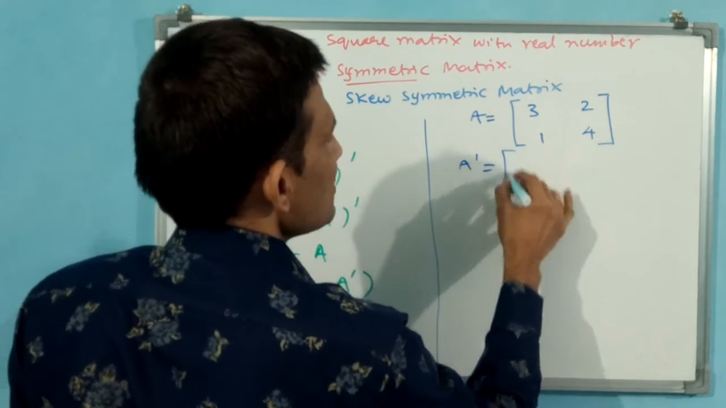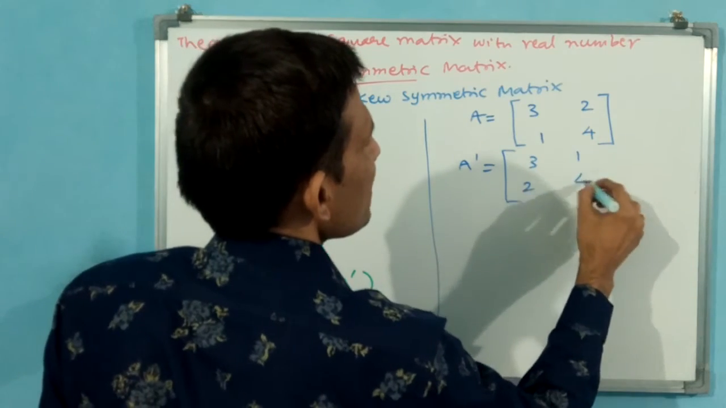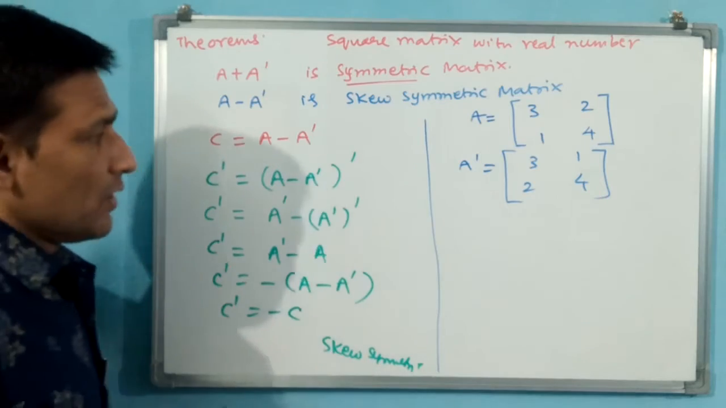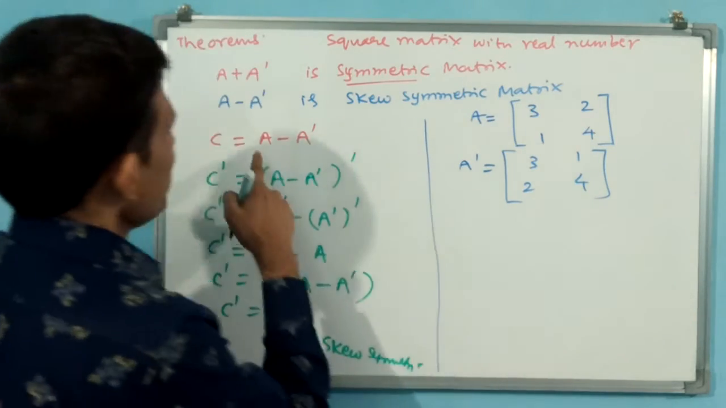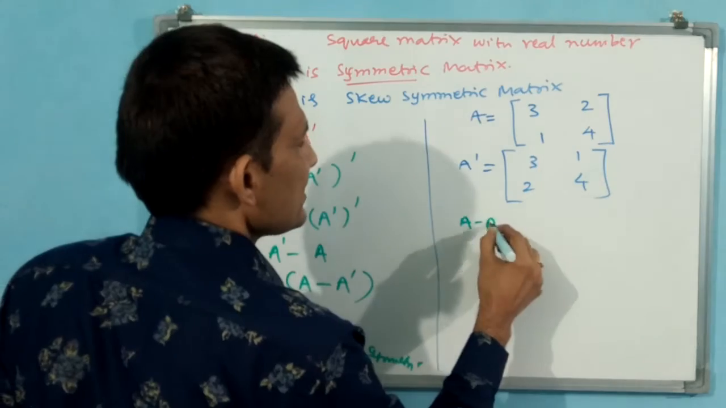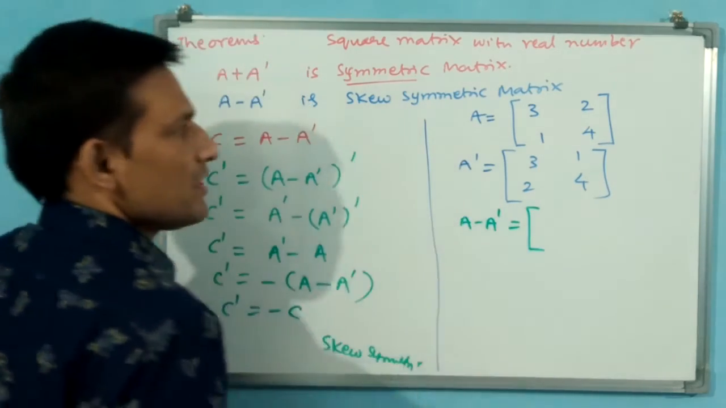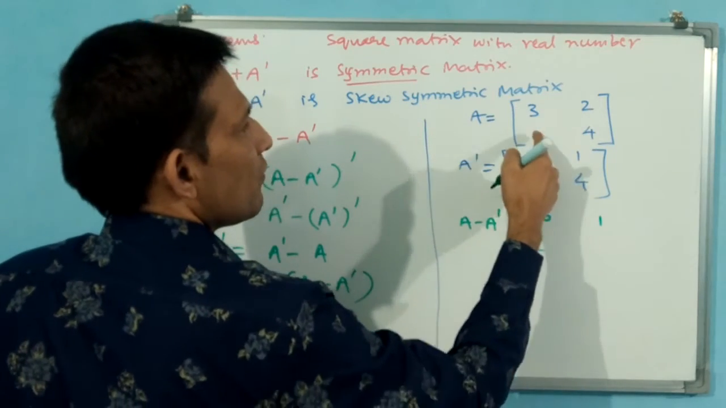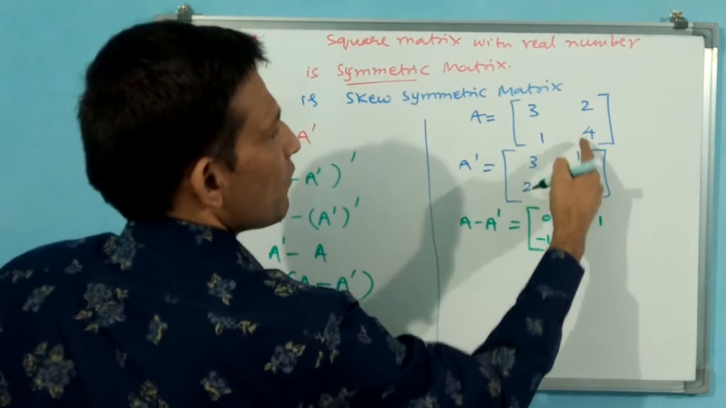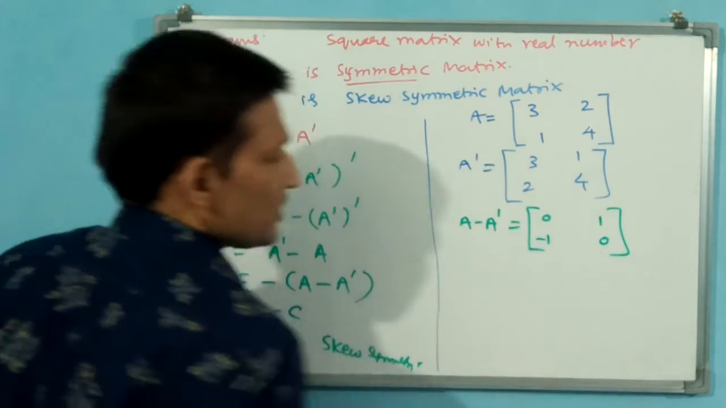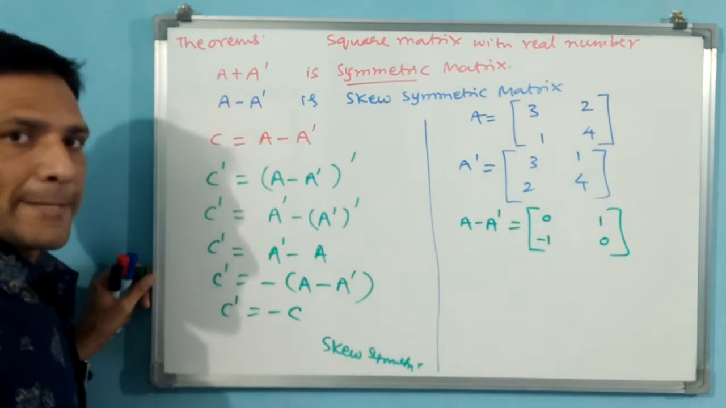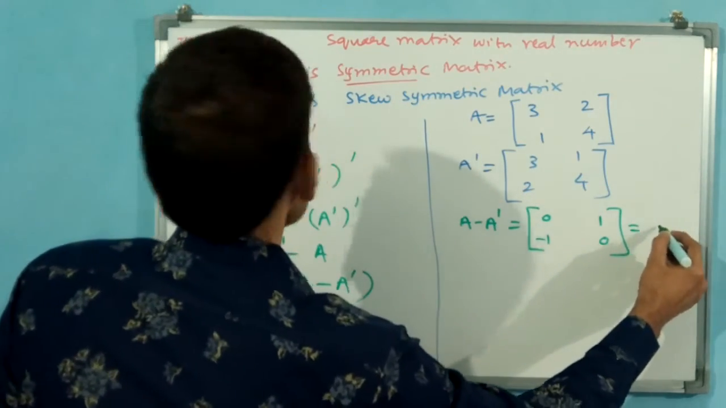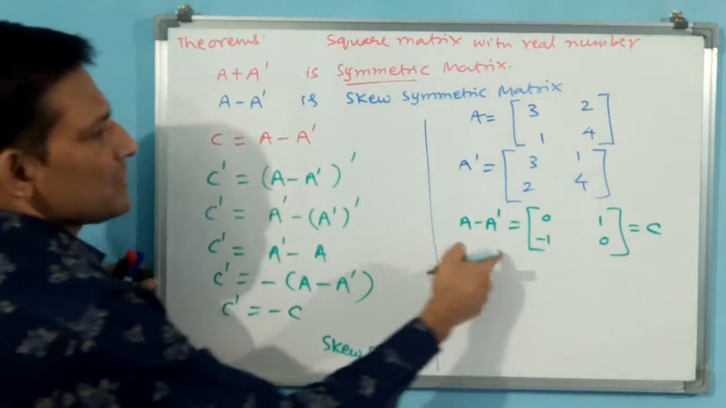Now A transpose is equal to 3, 1, 2, 4. Now what you are going to do? You are going to do A minus A transpose. A minus A transpose is equal to 3 minus 3, 0, 2 minus 1, 1, 1 minus 2, minus 1, 4 minus 4, 0. You see, diagonals have become 0. And this you are going to take as C. A minus A transpose is C.